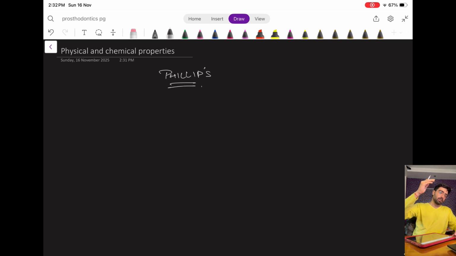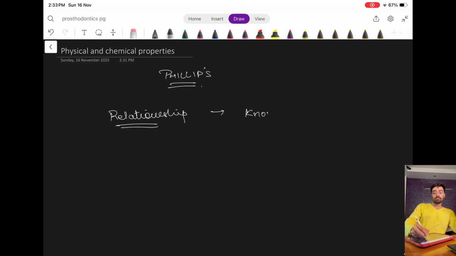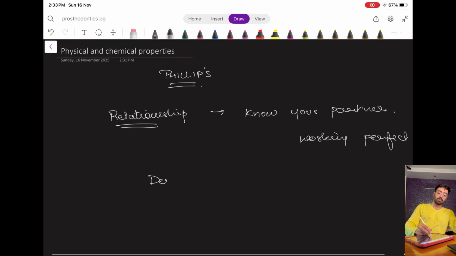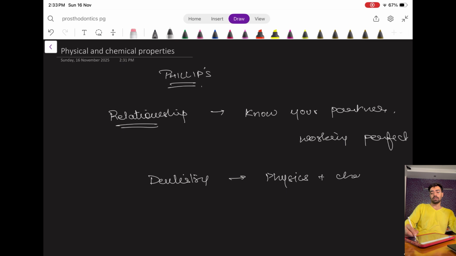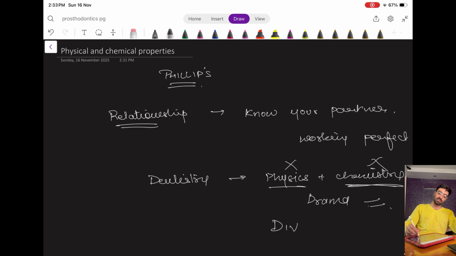So why do we need to study physical and chemical properties? See, when you are in a relationship, pardon me for the example, you need to know your partner properly so that the relationship is working perfectly. With your relationship with dentistry, there will be a lot of physics in it, a lot of chemistry in it, and there will be some drama as well. If your physics and chemistry is not going good, trust me, you're going to have a lot of drama in dentistry, and ultimately you will be leading to a divorce.